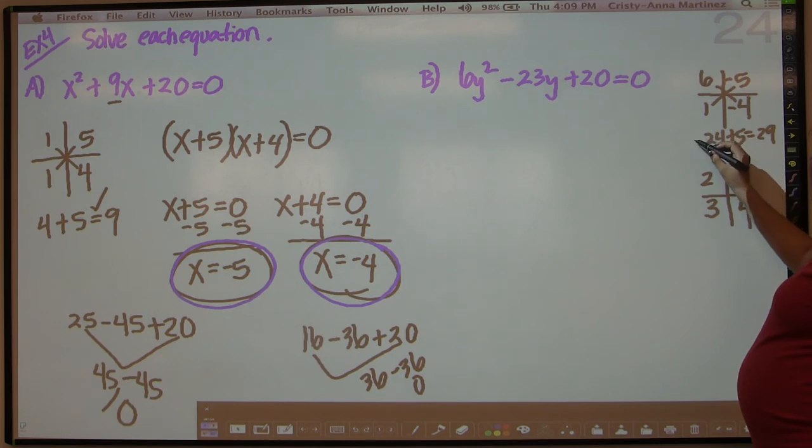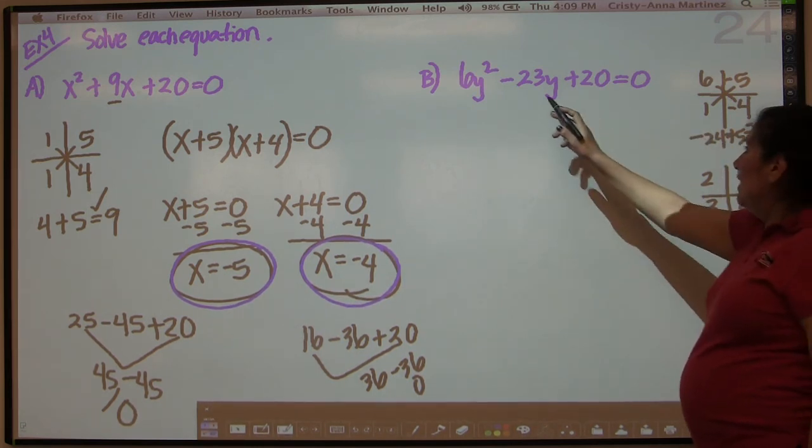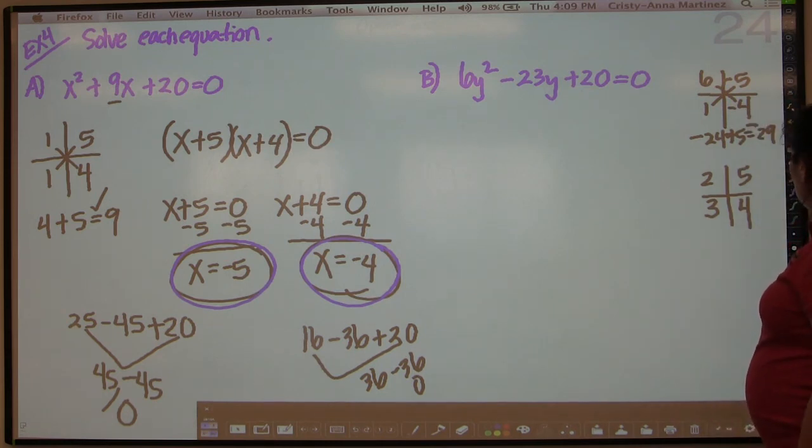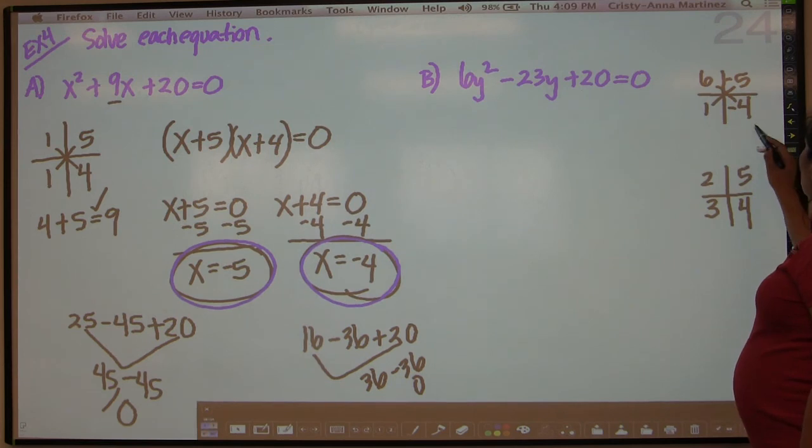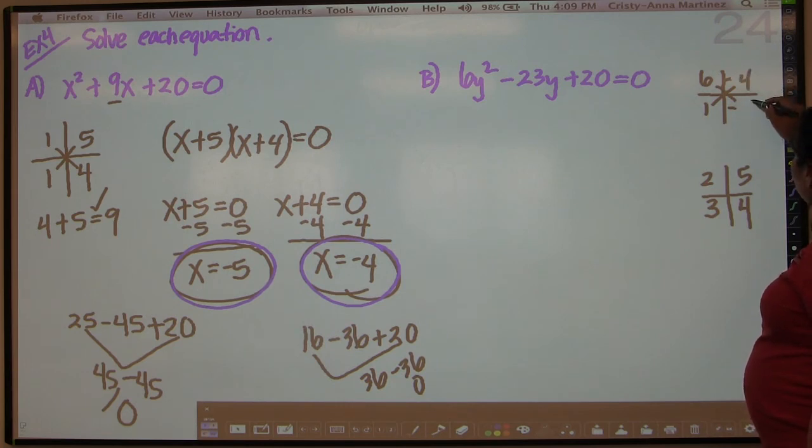But then that would be negative 24 minus 5, and that would be negative 29. And b is not negative 29. So this combination won't work. But you can also switch them. Instead of 5 and 4, what would happen if I made it 4 and 5? Does that affect anything? We're going to find out.